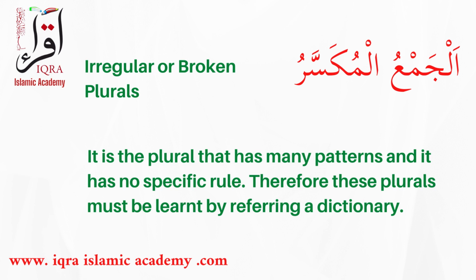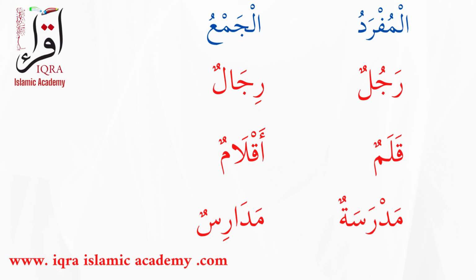Now we are going to learn the second type of plural, which is al-jam'ul mukassar, irregular or broken plurals. It is the plural that has many patterns and it has no specific rule that this type of noun will get this pattern or that type of noun will get that pattern. There is no specific rule for this plural. Therefore, these plurals must be learnt by referring to a dictionary. Now we are going to see some examples of these types of plurals.